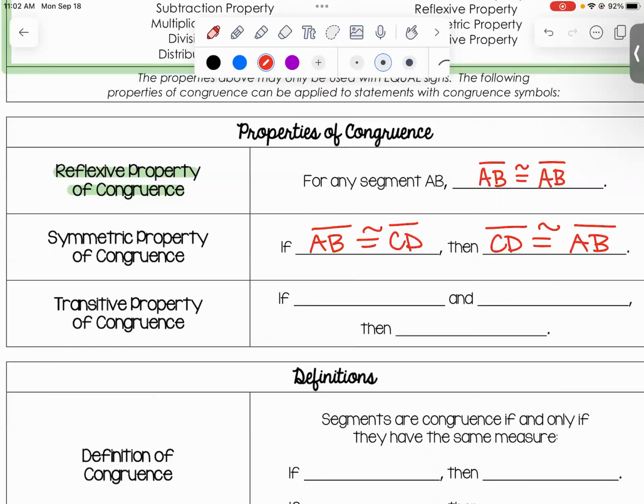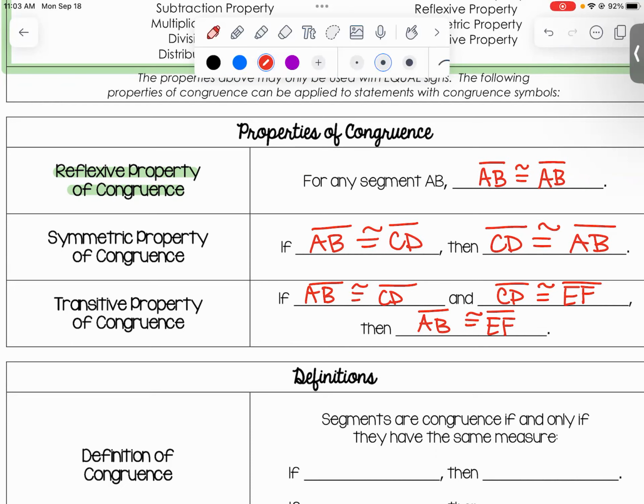And then we also have the transitive property of congruence. This is going to involve how many segments? 3. If AB is congruent to CD and CD is congruent to EF, then by the transitive property, AB is congruent to EF. So we can use these 3 properties of congruence within our proof.